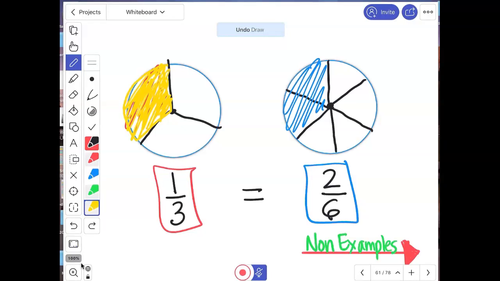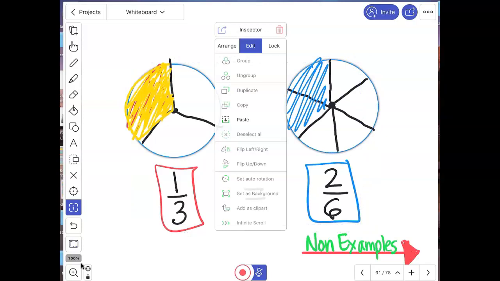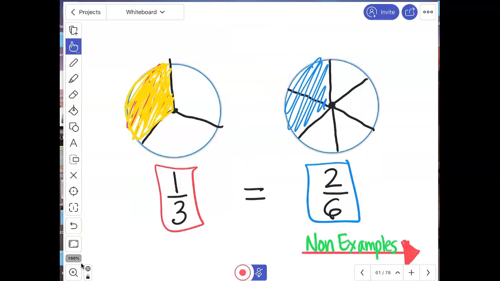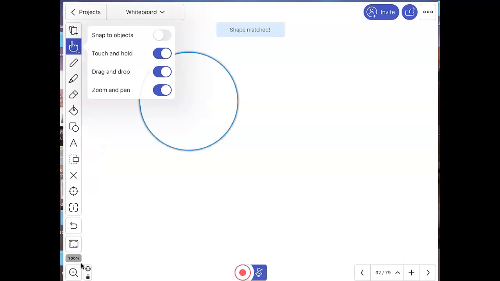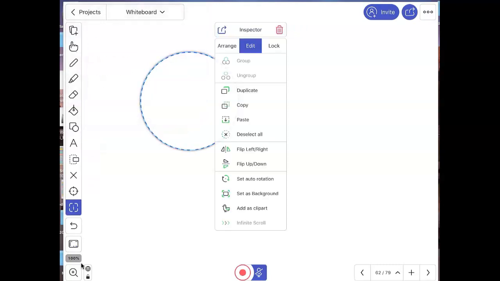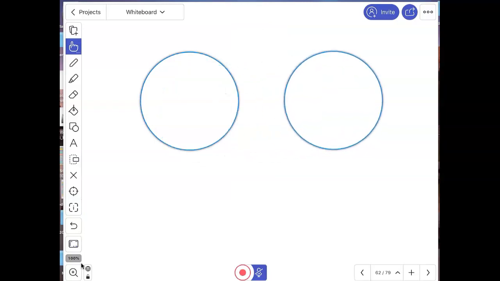Now I do want to show you something. Let's imagine that I've got my 2 circles. Definitely the same circle because you watched me copy and paste it, right?